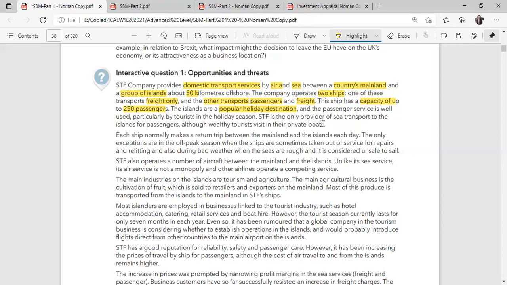SCF is the only provider of sea transport. Again, a very, very important thing. So what could be the best thing apart from this point? Because there is no competition, no competitor of you. So you can charge prices, you can carry things, you can do anything what you want to do because you are the only provider of sea transport.